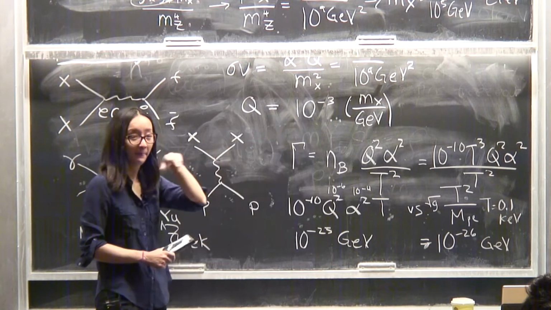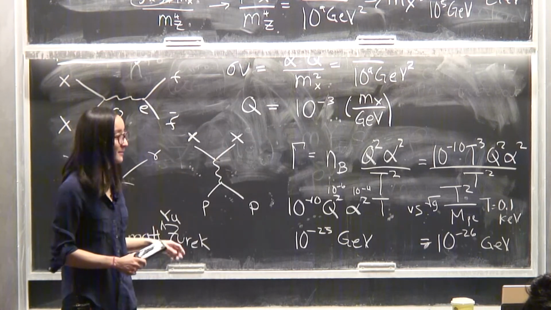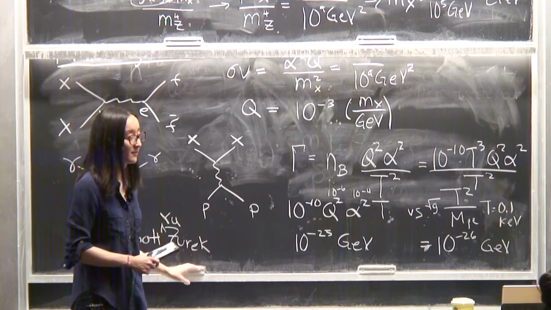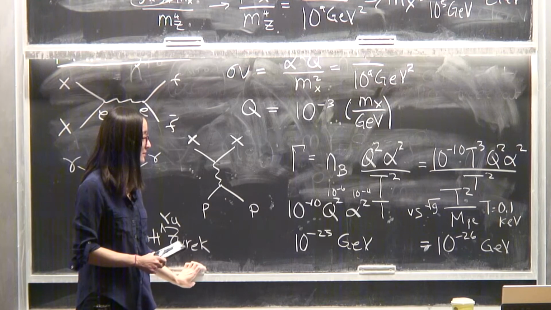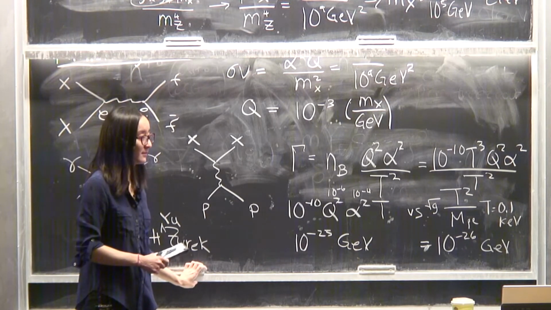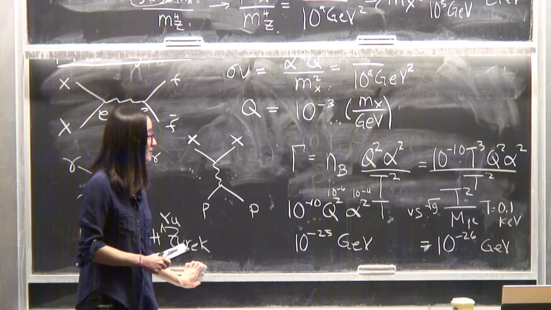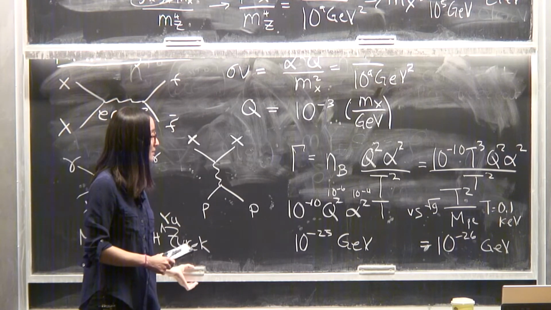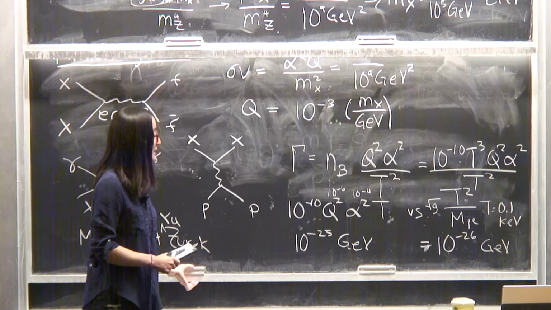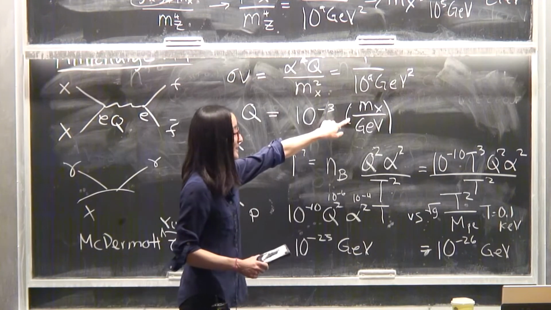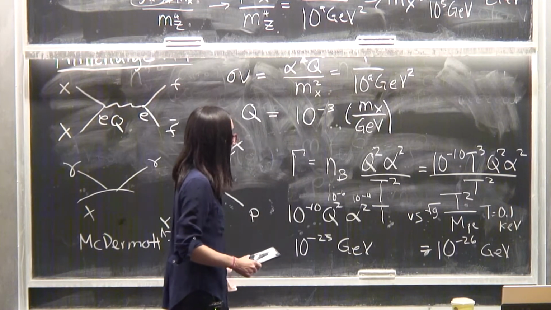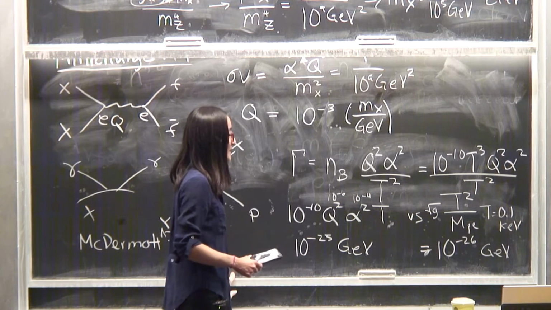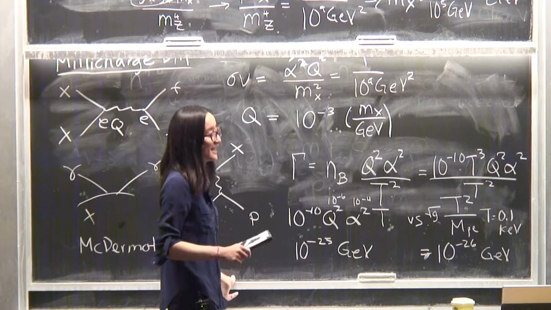Wait, so, I mean, if we decrease the mass, we're decreasing the interaction rate. Don't we want the interaction rate to be smaller than the Hubble scale at that temperature? Yes, you're saying we just keep reducing the dark matter mass. You can keep reducing it. There are other constraints that then start to kick in.